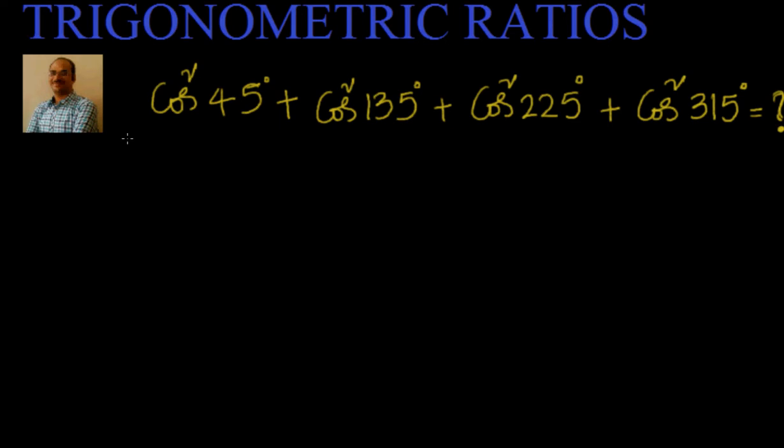We are doing problems on trigonometric ratios. We have just learned about negative angles and also what happens if quadrant angles are added to a particular angle. Now this is the problem we have: cos square 45 degrees plus cos square 135 plus cos square 225 plus cos square 315.